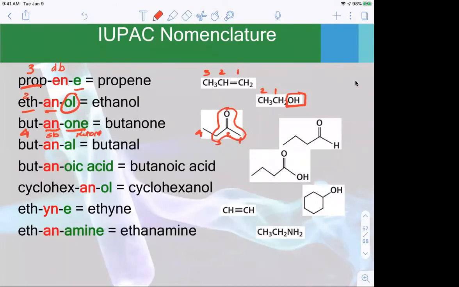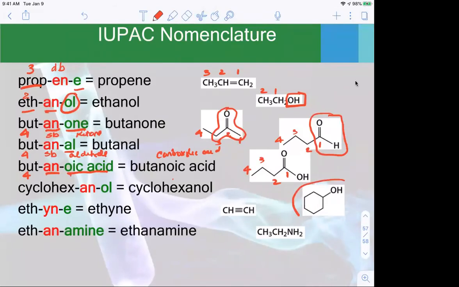If I look at this guy, 1, 2, 3, 4, I have 4 carbons, all singly bonded. This is my aldehyde. So that's this group right here. So that would be called a butanal. 1, 2, 3, 4. I still have 4 carbons, so I still have but. These are still singly bonded. And then here is my carboxylic acid. So this would be a butanoic acid.